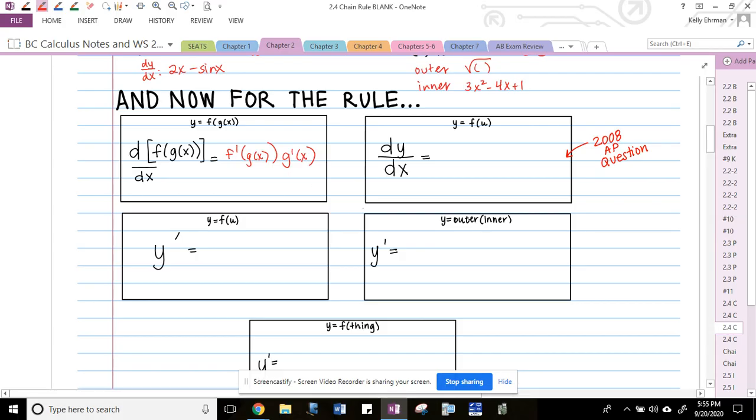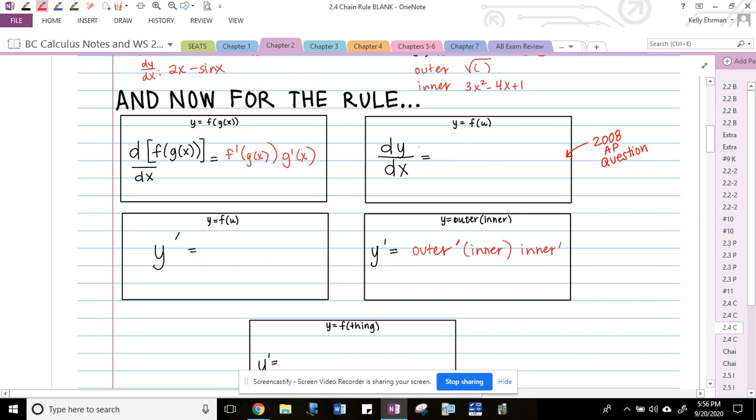And actually, I want to skip down to outer and inner for a minute. So again, if we have the derivative here, we have this outer function and an inner function. It's the outer derivative, outer prime, I'm going to write, of the inner. And then that's multiplied by the inner prime.